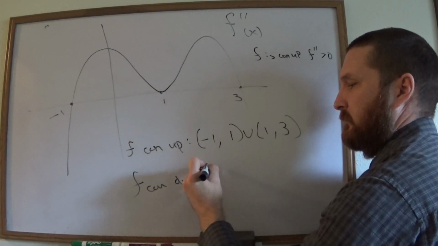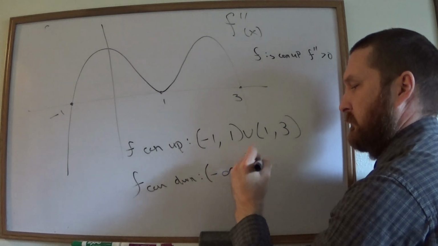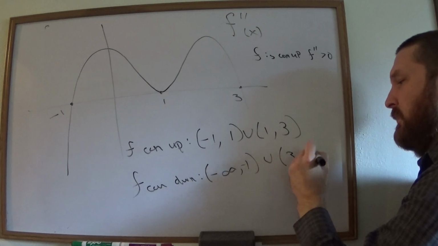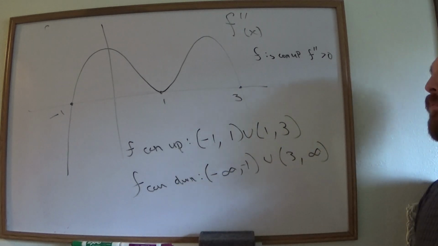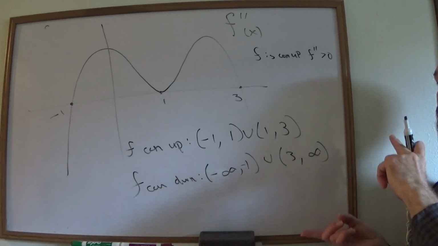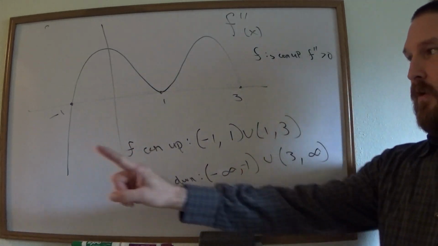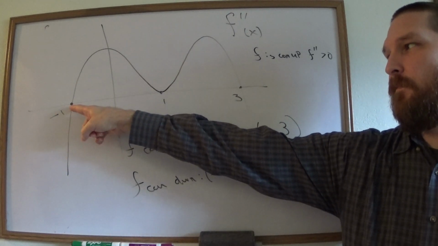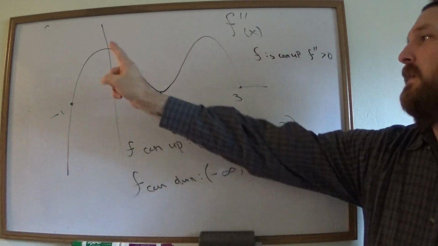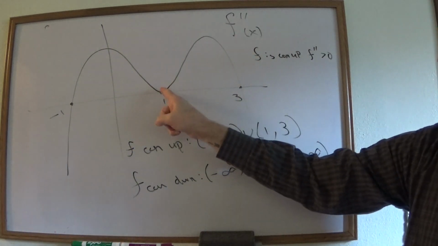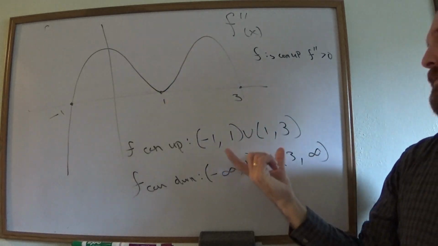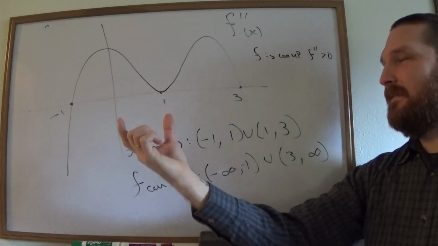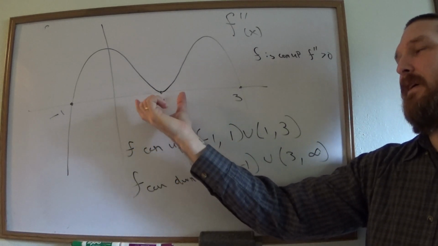-infinity to -1, and then 3 to infinity. Now an inflection point is where concavity switches from one to the other. So here we're concave down. It switches to concave up. So that is an inflection point. Here we're concave up, and we're concave up again. Did it switch concavity? No, so we don't have an inflection point here.